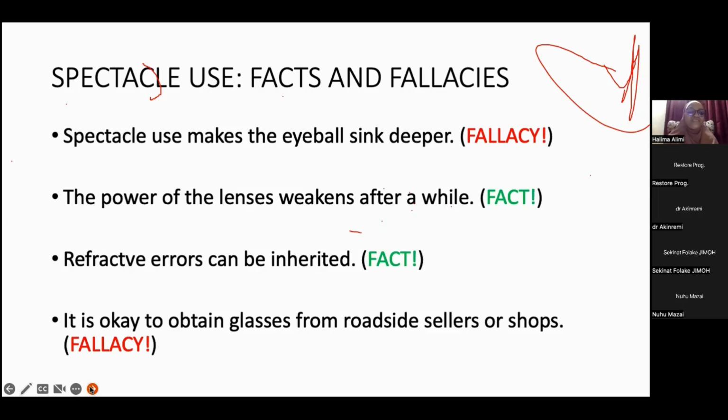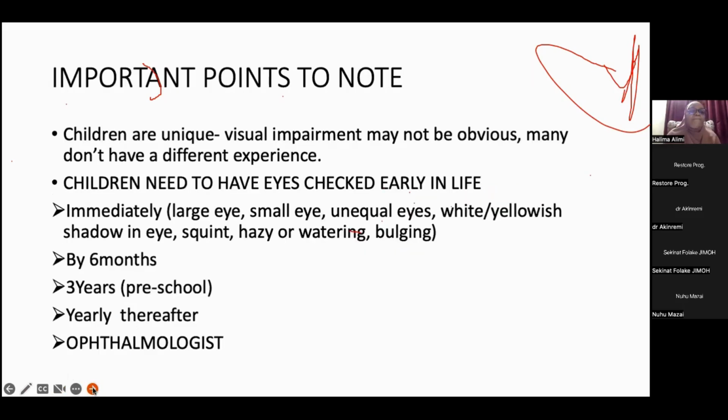So that's a fact. Now, it is not okay to obtain glasses from roadside sellers or shops. Everyone must get properly tested in hospital. Now, there are important points to note regarding children.